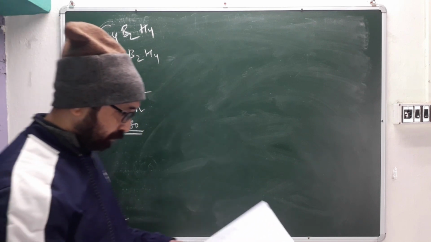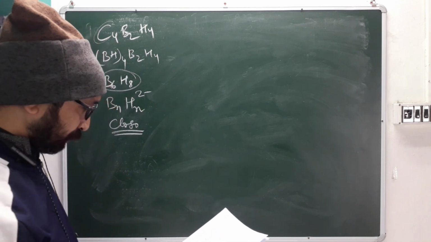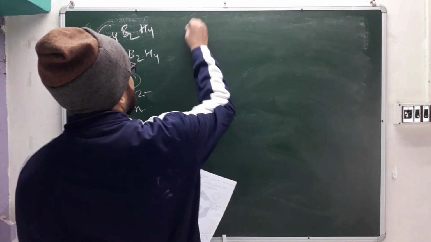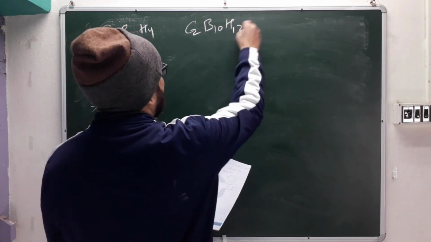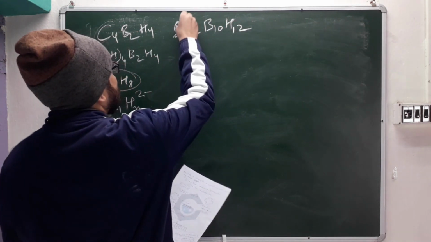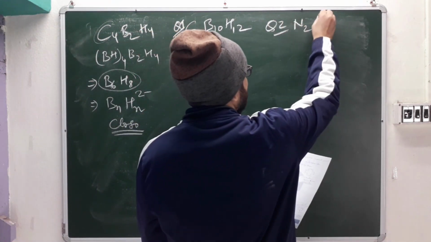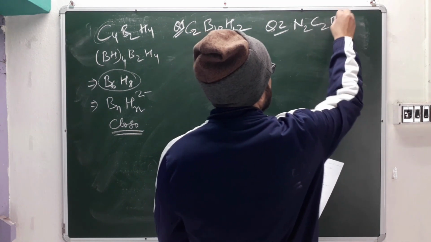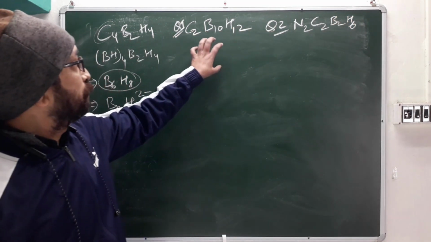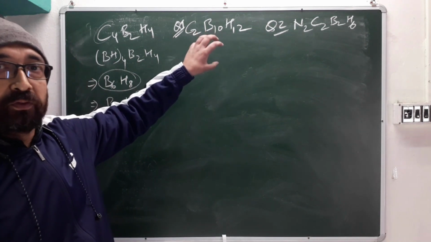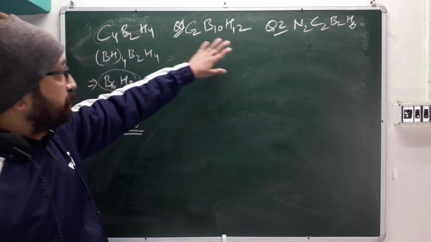Suppose you have one more example. This one you solve, okay? C2B10H12. This is question number 1, and question number 2: N2C2B2H6. You have to tell me whether it's closo, nido, arachno, or hypo. Here also closo, nido, arachno, hypo. So this you are going to tell me now.